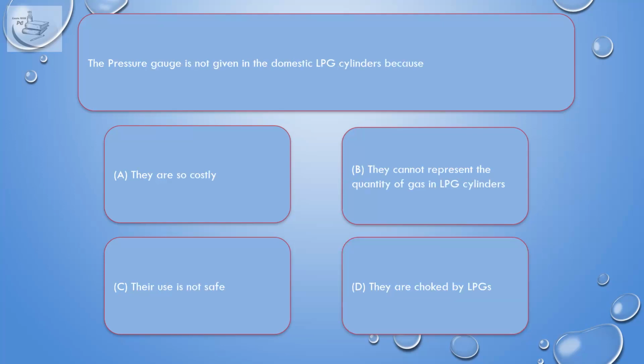Question: The pressure gauge is not given in the domestic LPG cylinders because A. They are so costly, B. They cannot represent the quantity of gas in LPG cylinders, C. Their use is not safe, D. They are choked by LPGs. Correct answer is B. They cannot represent the quantity of gas in LPG cylinders.